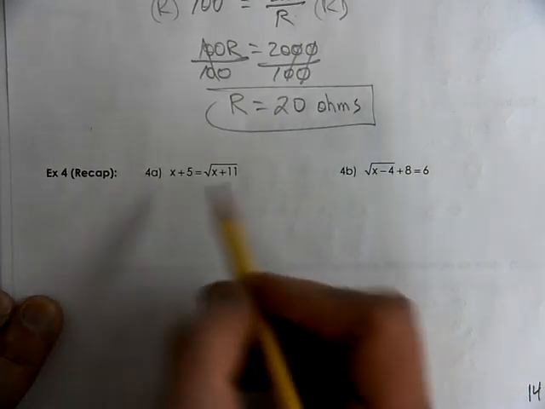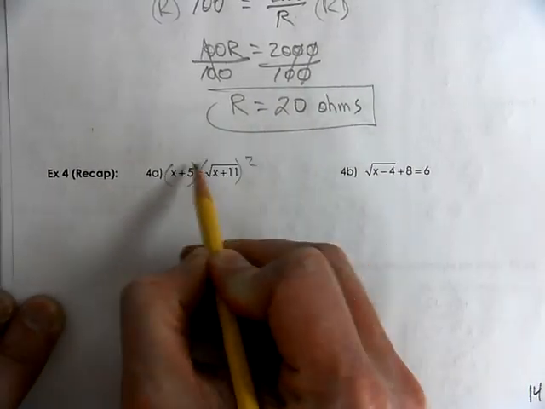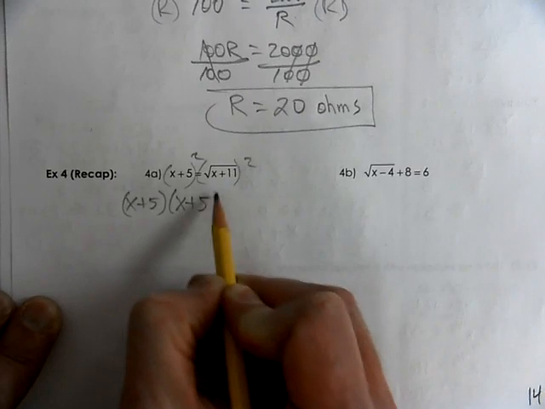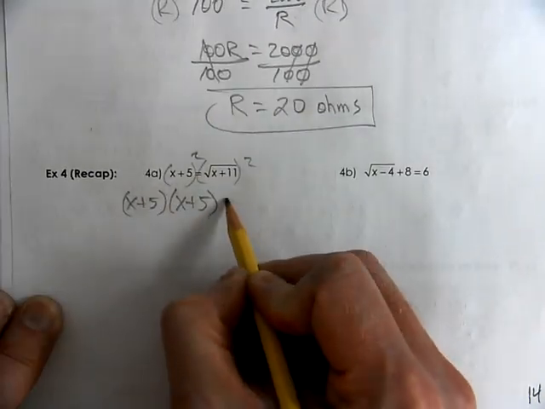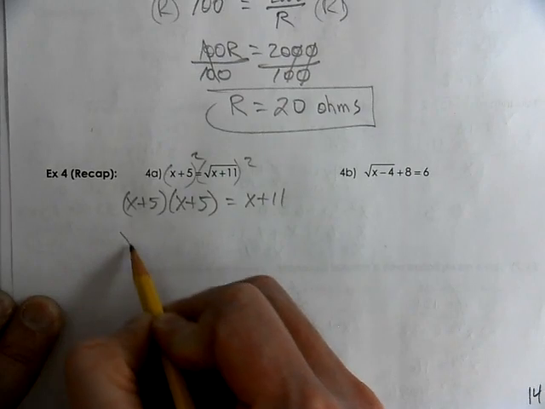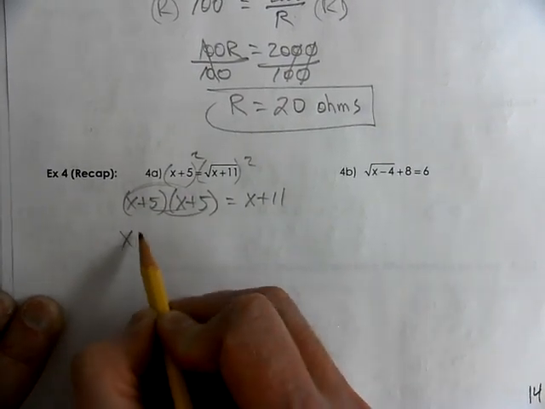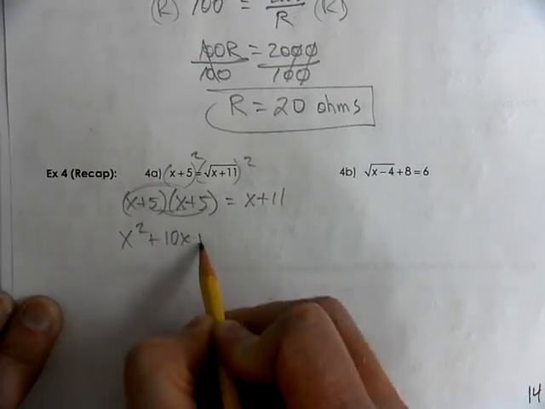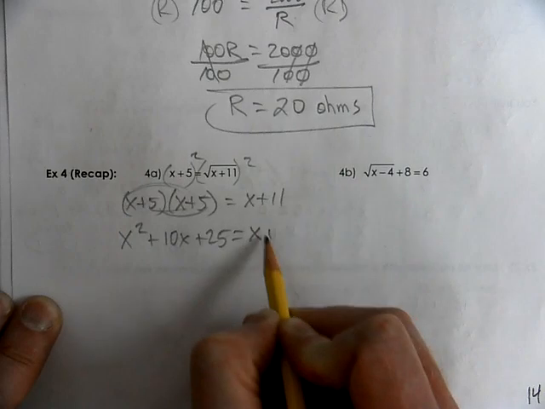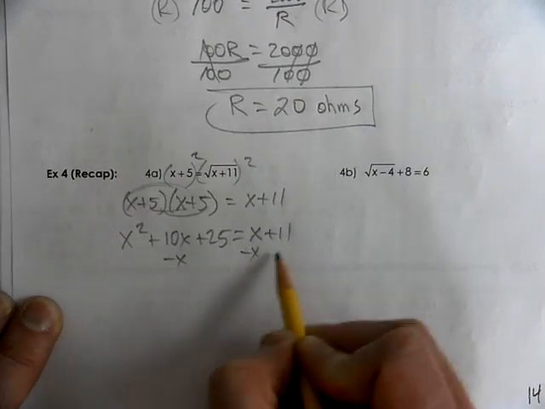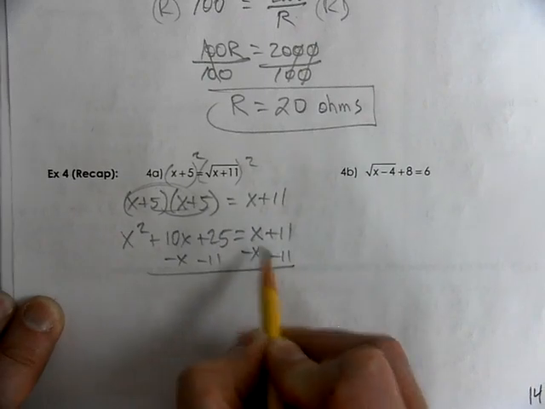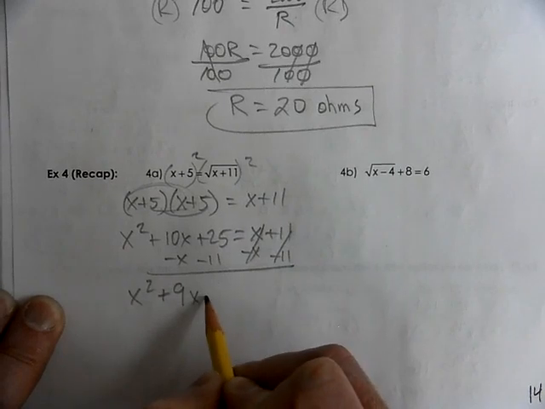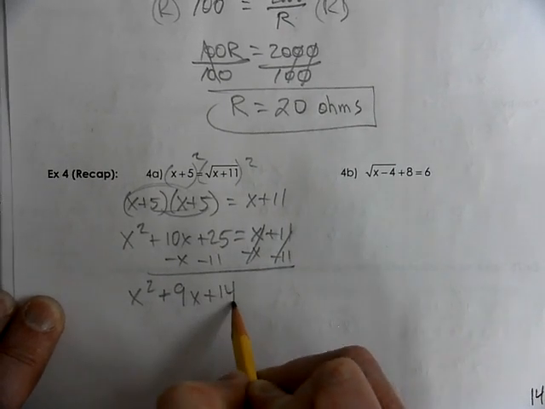This has x's on both sides, but regardless of that, we do have to square both sides. You get x plus 5, and you have to have that twice. You cannot distribute in. Check your work to see what you did. When you FOIL this together, you're going to get x squared, 5x and 5x gives you 10x, 5 and 5 gives you 25. So we get x squared plus 9x plus 14.